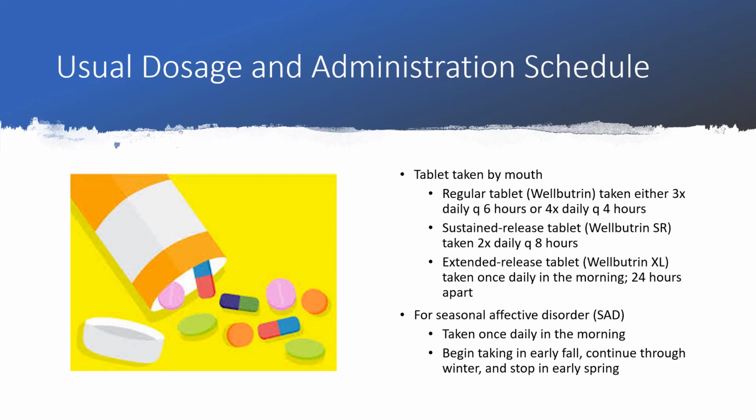For seasonal affective disorder, because it occurs only during a certain amount of months, there's a different administration schedule. So they should be taken once daily in the morning and begin taking in the early fall, continue through winter, and stop in early spring, because the winter months are usually when seasonal affective disorder occurs.